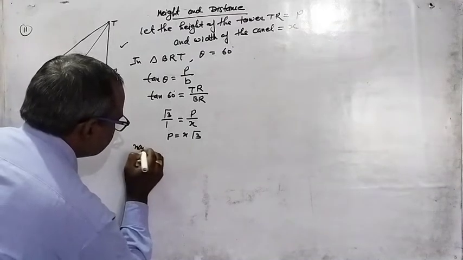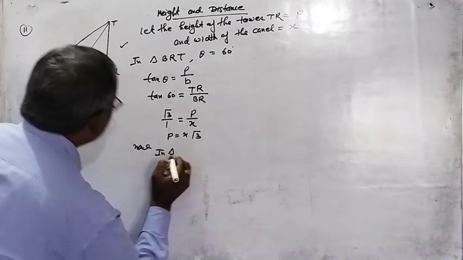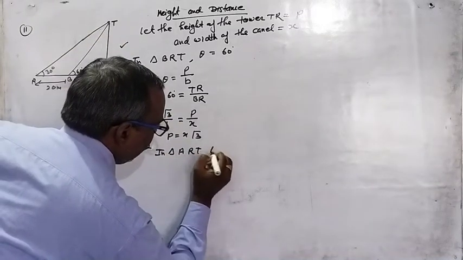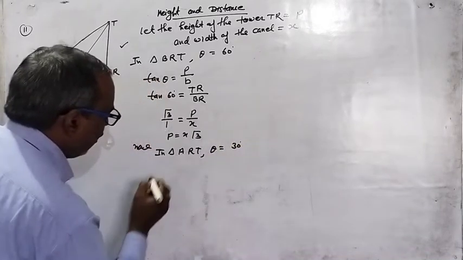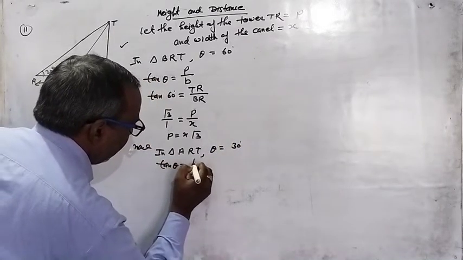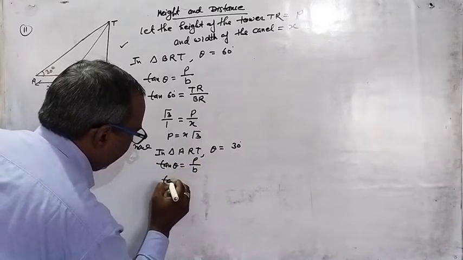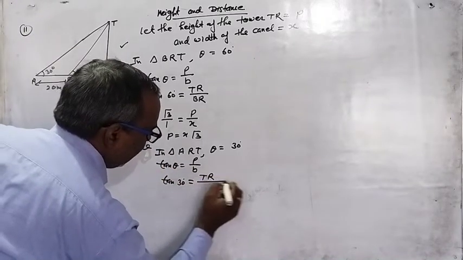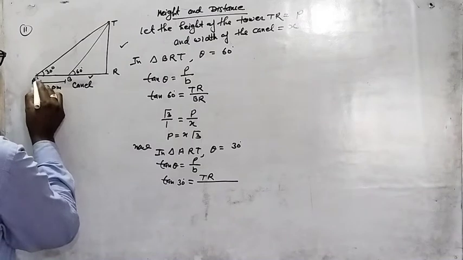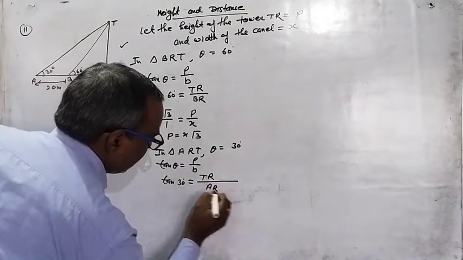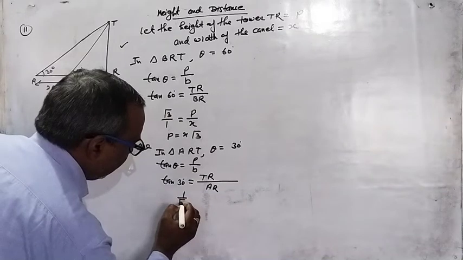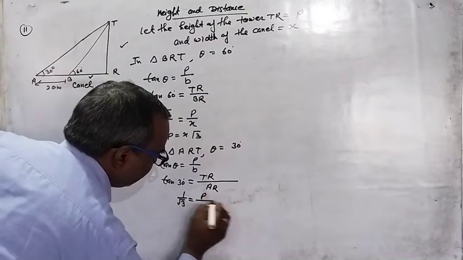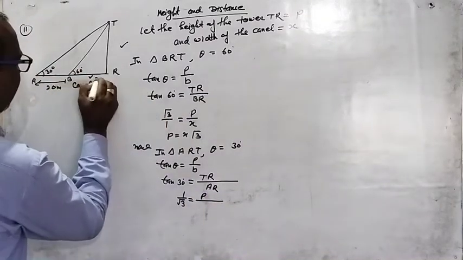Now in triangle ART, here theta equal to 30 degree, so again taking tan theta is perpendicular by base. Perpendicular is the same, TR, and the base is AR. So here tan 30 equal to 1 by root 3, TR equal to P and AR equal to 20 plus X.